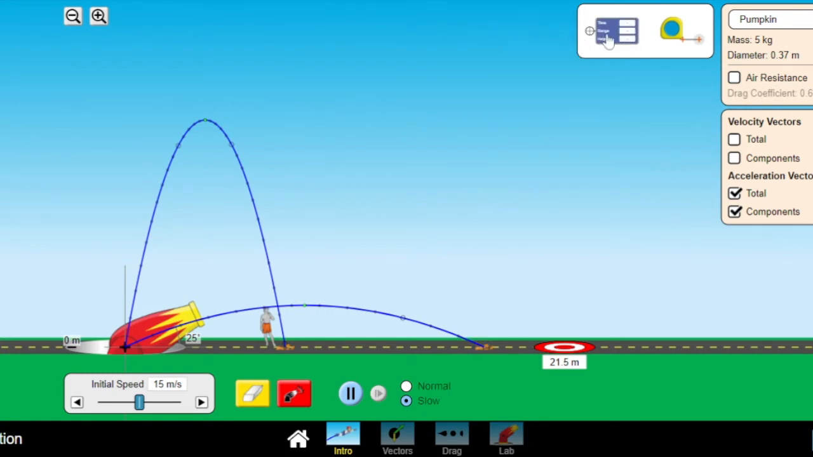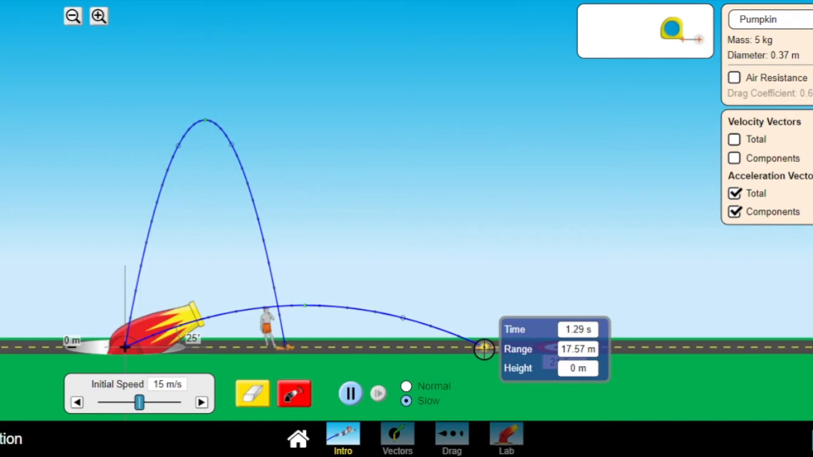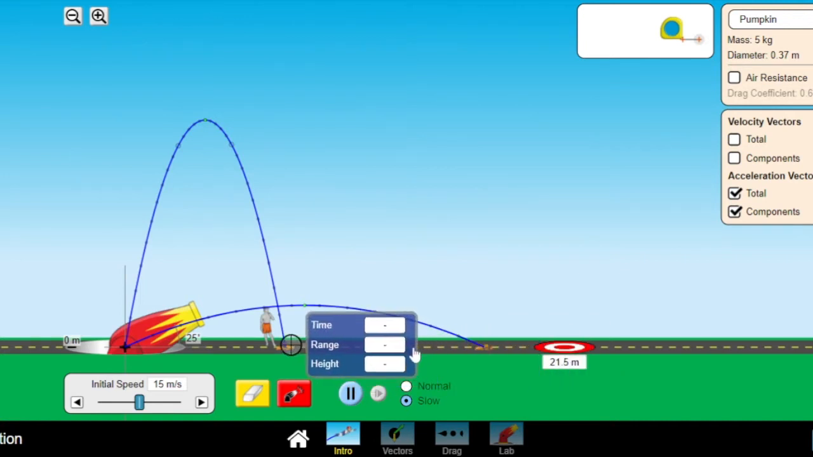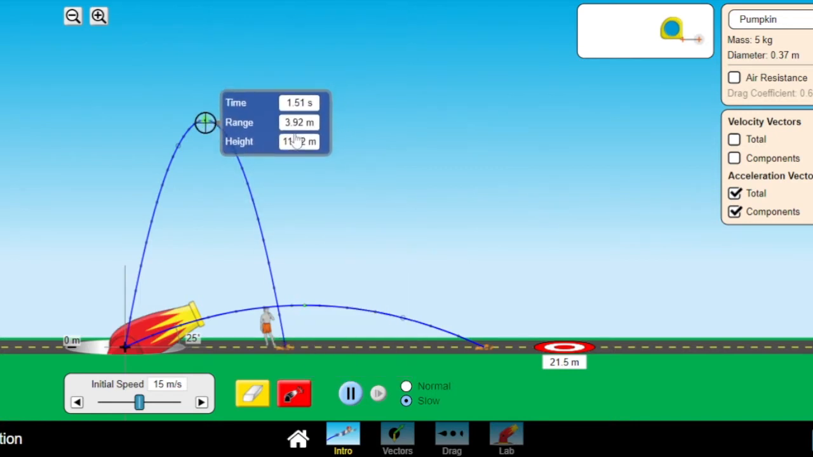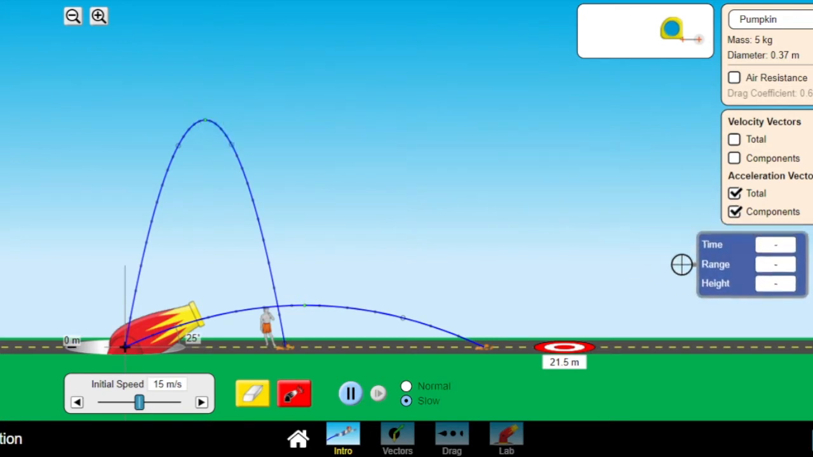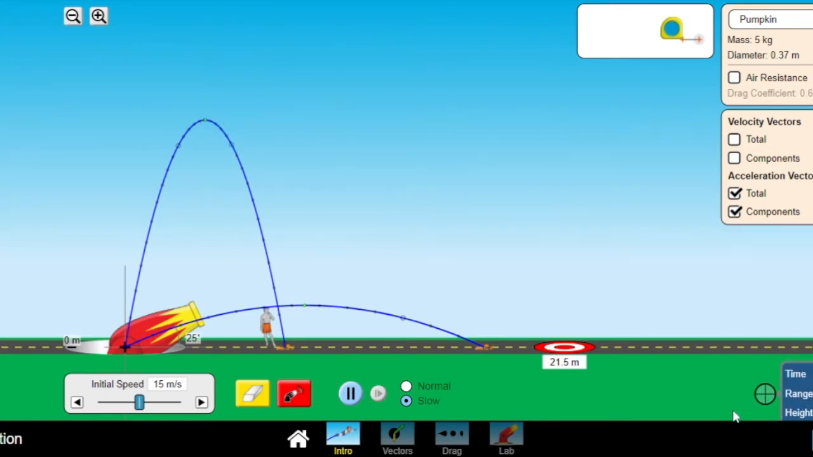I can confirm that by taking my measuring tool here. At the 25 degree angle, it was only in the air for 1.29 seconds, and at the 80 degree angle, it was in the air for 3.01 seconds. The reason why it's in the air longer when we have a bigger angle is because it has a bigger maximum height. And we know that the time an object is in the air is just dependent on the height.